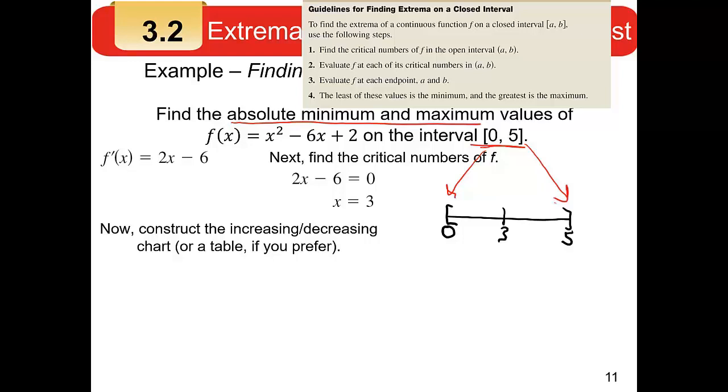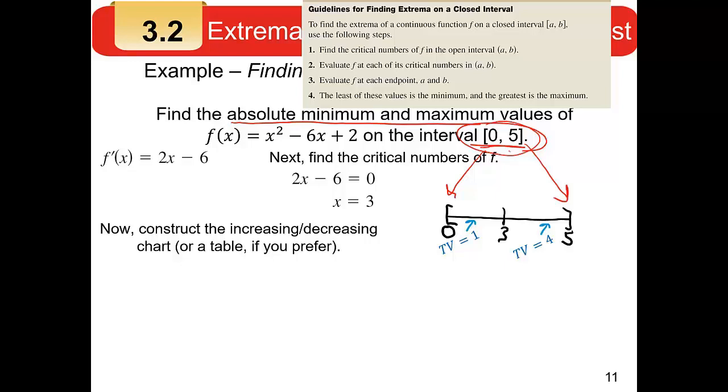But once you get that increasing decreasing chart drawn correctly, as I have done here, you go back to the same thing we were doing earlier. You want to take a test value in each interval. And remember, it's got to be between 0 and 3. You can't jump outside that interval because we're only interested in values between 0 and 5. And then you want to take a test value between 3 and 5.